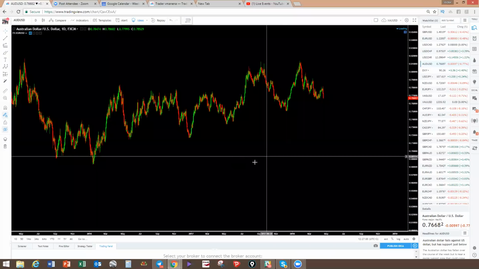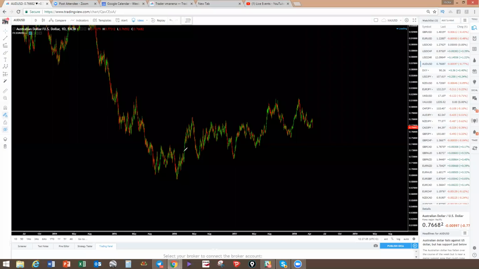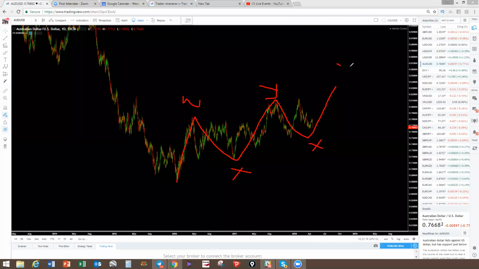Okay, so this AUD US dollar could just be making this structure. And that structure looks like a W, X, Y, X, Z. So where are we now? We are busy building this one, this leg to complete this structure. And it's coming down nicely. It's coming down nicely with a V pattern.